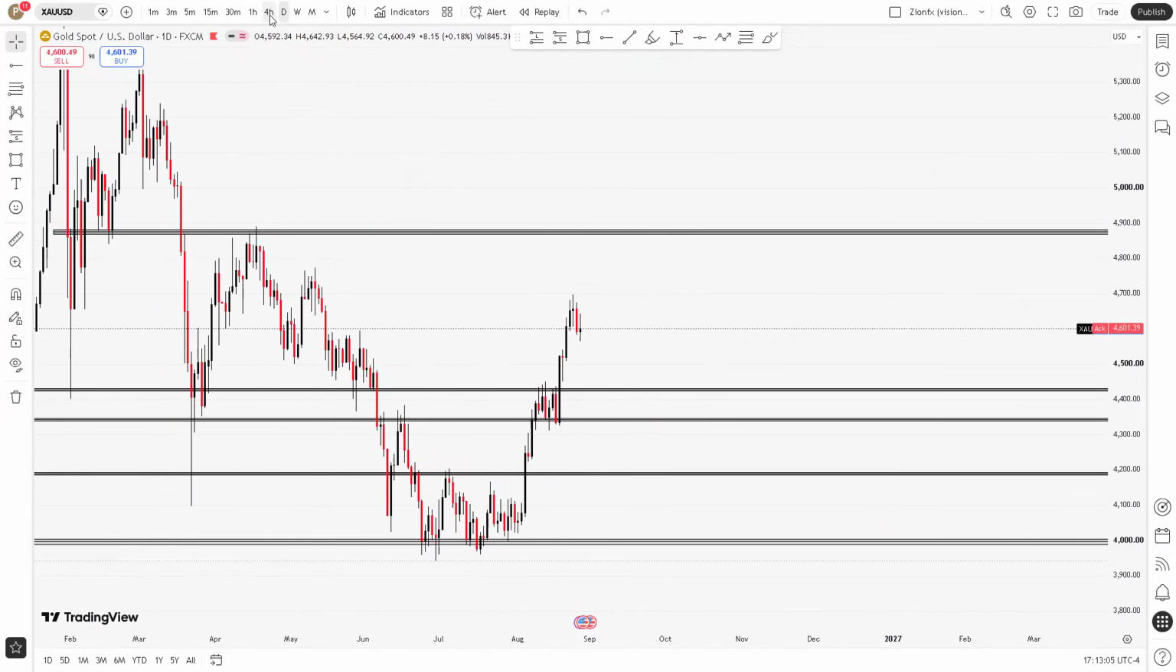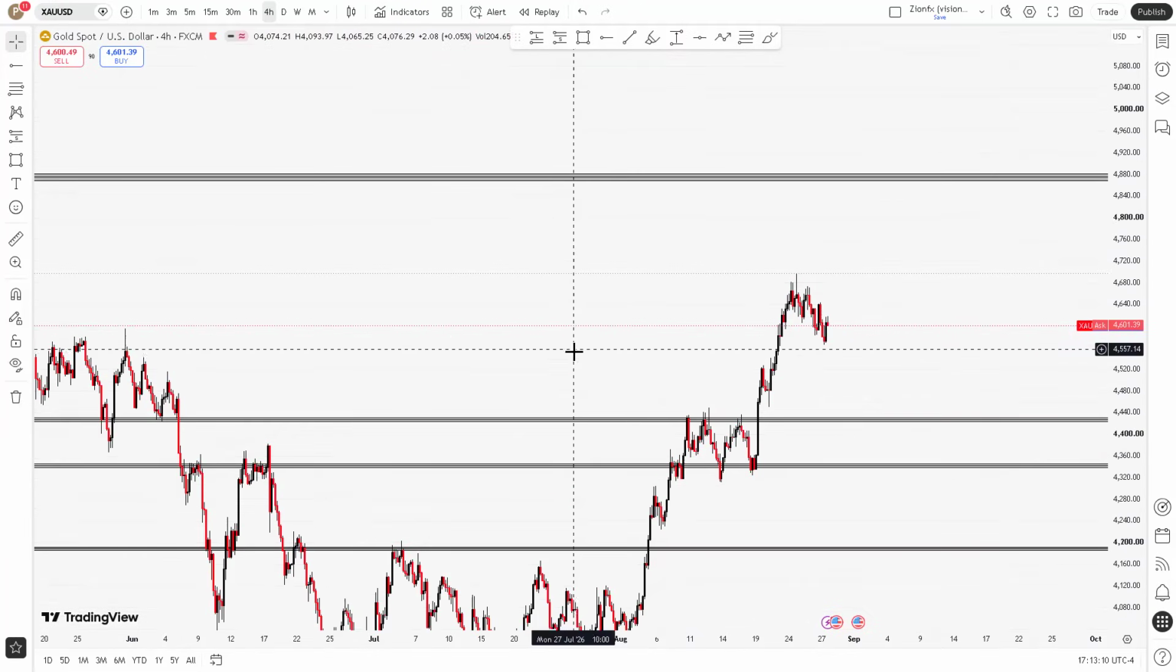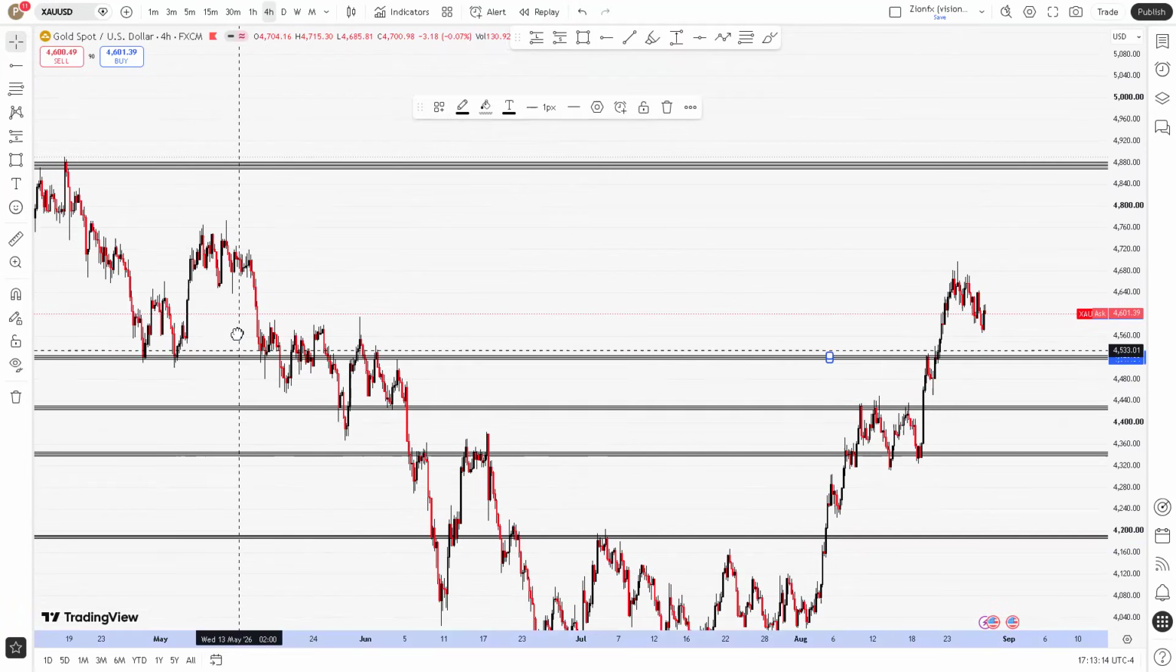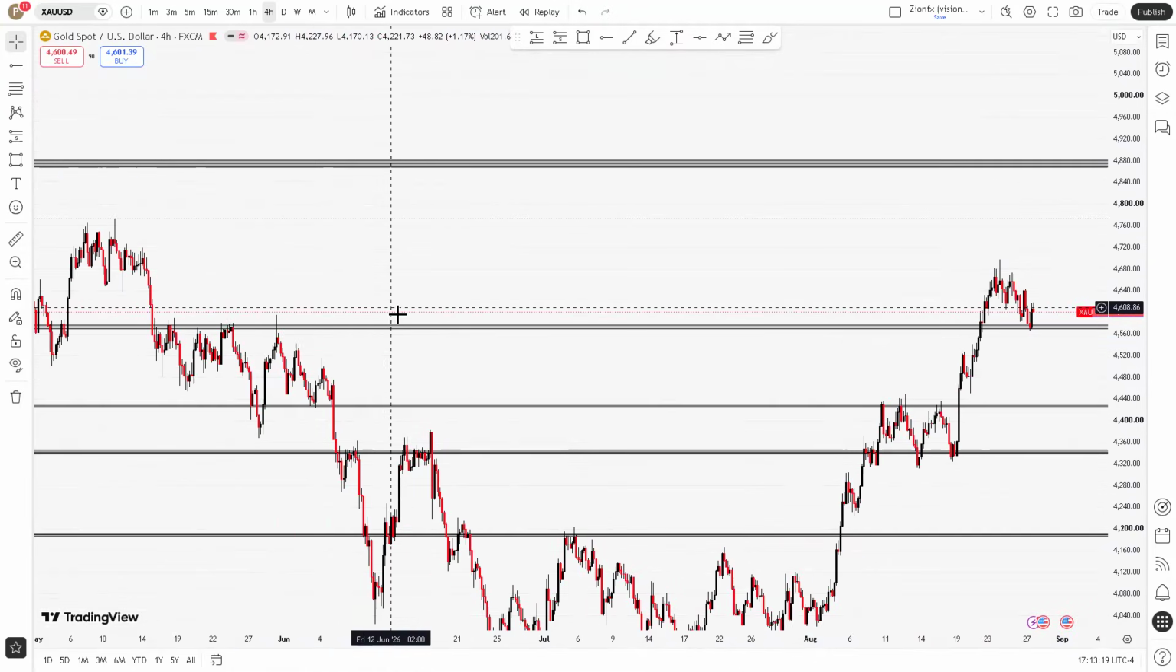I can do all this on the 4-hour time frame. Wow, you can see these are potential levels. Now we have another level here. These are potential levels. And gold is currently reacting from that level.